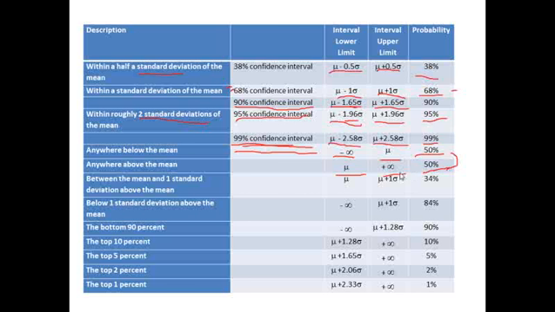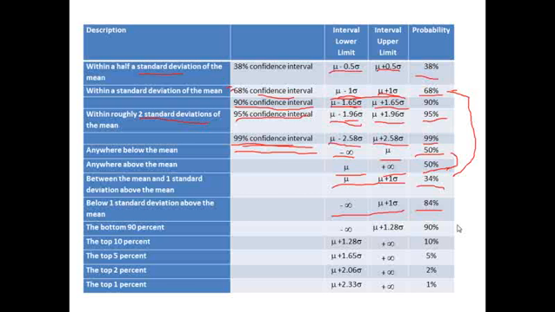Pretty clear. The probability of finding it between the mean and one standard deviation above the mean is 34%, which is exactly half of 68%, or the 68% confidence interval defined by mu plus or minus a standard deviation. Below one standard deviation above the mean, so from negative infinity all the way up to one standard deviation above the mean, covers 85% of the measurements.